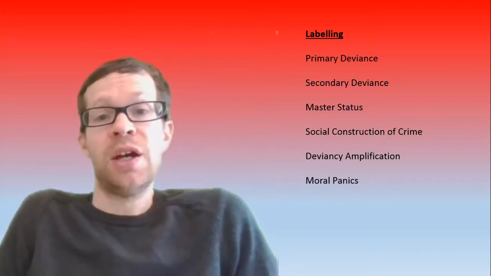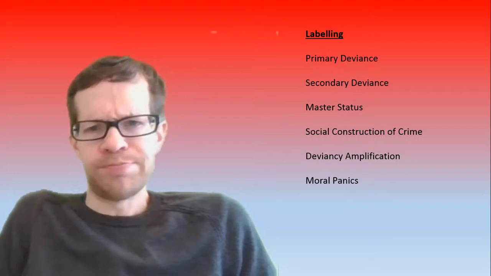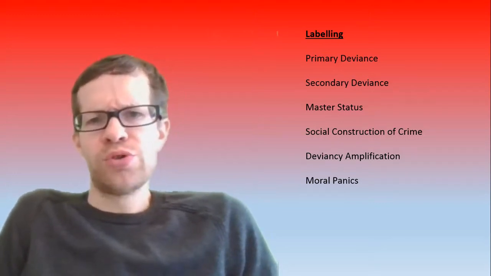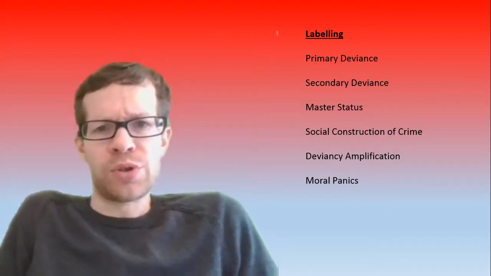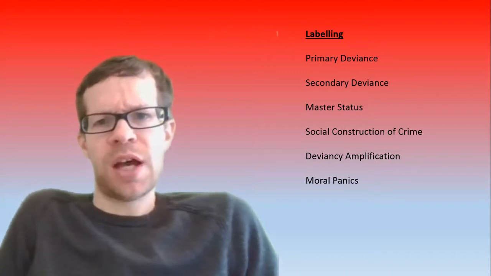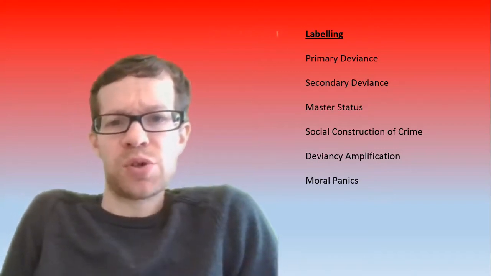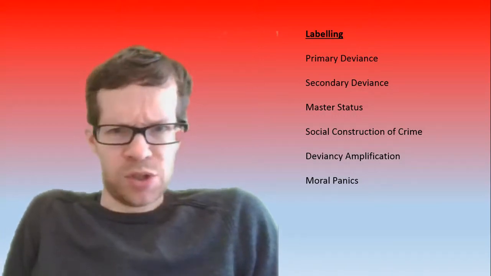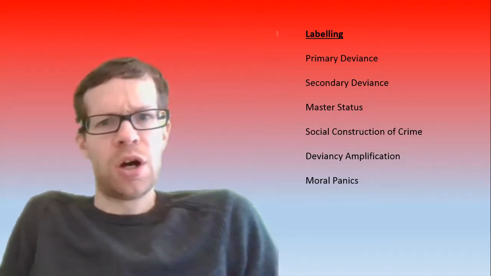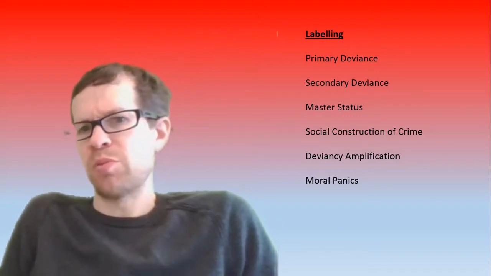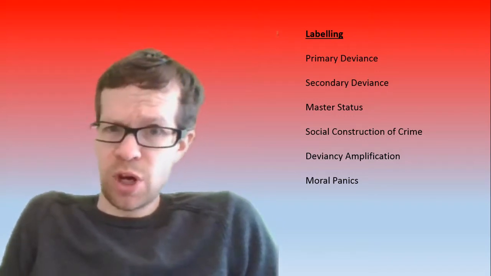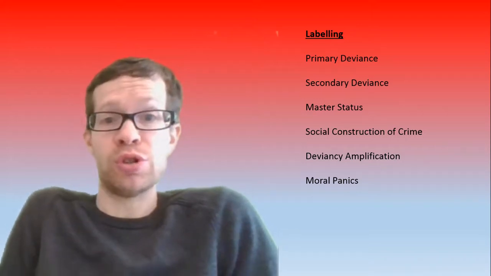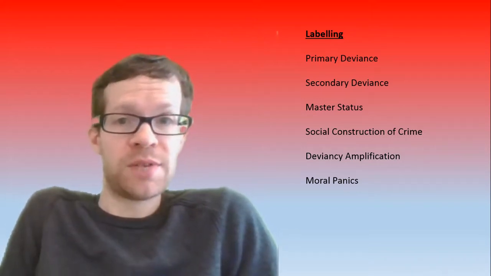Labeling theory is saying, why are people labeled? And also, what is the consequence of that label? And therefore they see crime as being socially constructed. So people commit acts, some of which are deemed by society to be criminal or deviant, and some of which are deemed not. Therefore, society has constructed what is criminal and what is deviant.